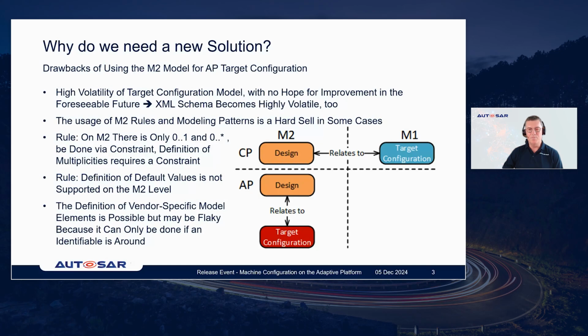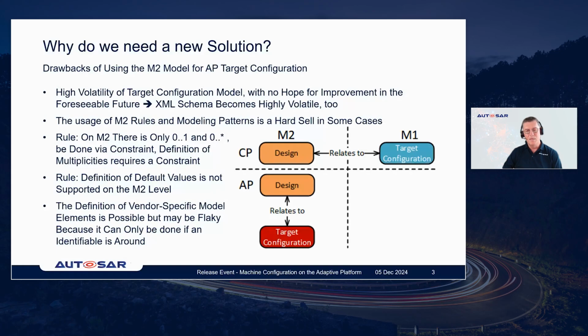And this has the benefit that the typically highly volatile target configuration, so here we have frequent changes, doesn't have an impact on the M2 model. So it doesn't end up in the schema. But on the adaptive platform, the situation is such that both design and target configuration are placed on M2. And that means every change in the target configuration, and believe me, this happens quite frequently, ends up in the schema. So we end up with a highly volatile schema, and that is not the situation you want to be in.